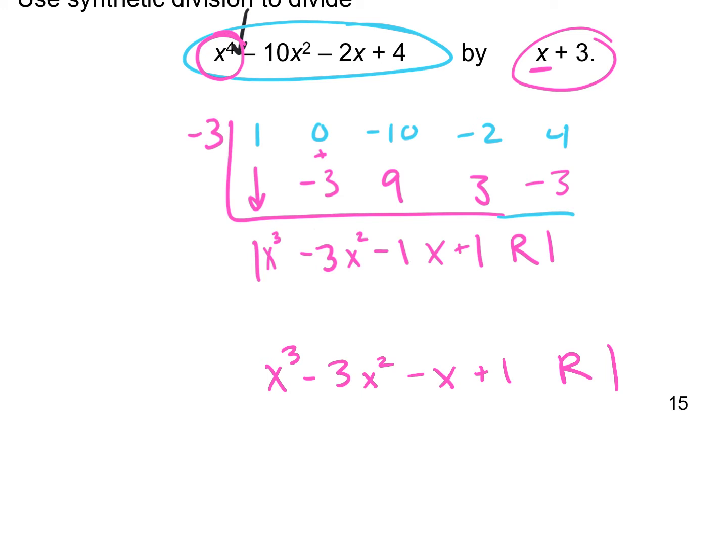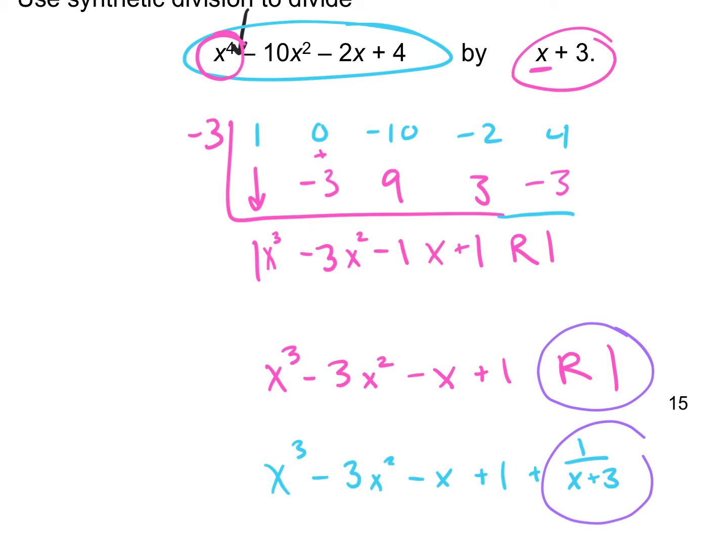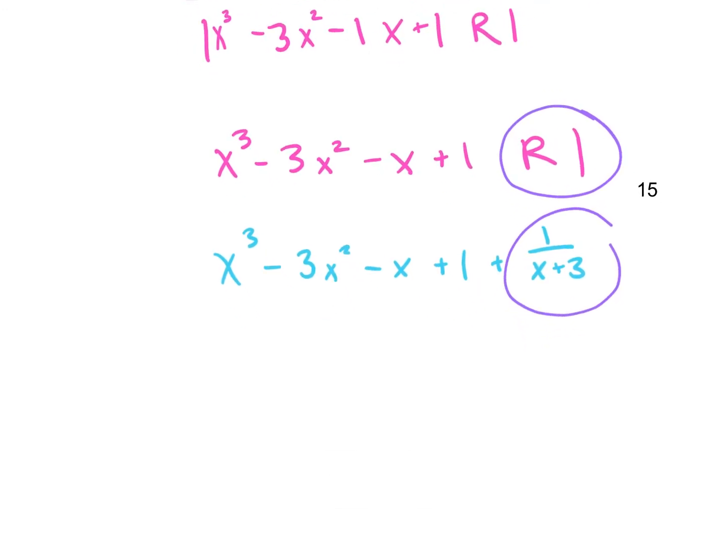Another way we can write our remainder is as a fraction. So x cubed minus 3x squared minus x plus 1. We can write our remainder just by adding the remainder, which was 1, over what we just divided into it, so x plus 3. So these are just two different ways of writing the remainder. You can write remainder 1, you can write 1 over x plus 3. I think writing remainder 1 is easier, but I'm showing you the second way also because on an SAT, they'll probably leave the remainder as a fraction.